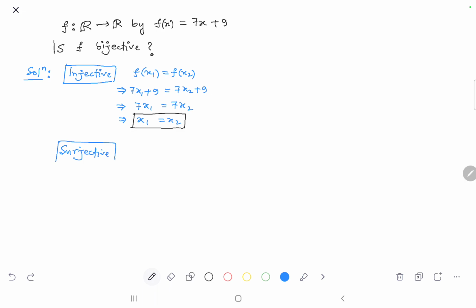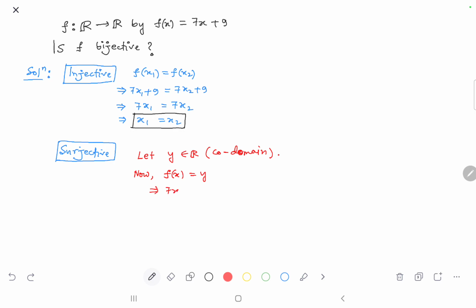So I'll do 7x plus 9 equals y. How do we do this? We start with an element from the codomain, right? Let y belong to R. You can write down here from the codomain. The second set we call the codomain. So we find x, right? Now f(x) equals y. You start with this and solve for x.